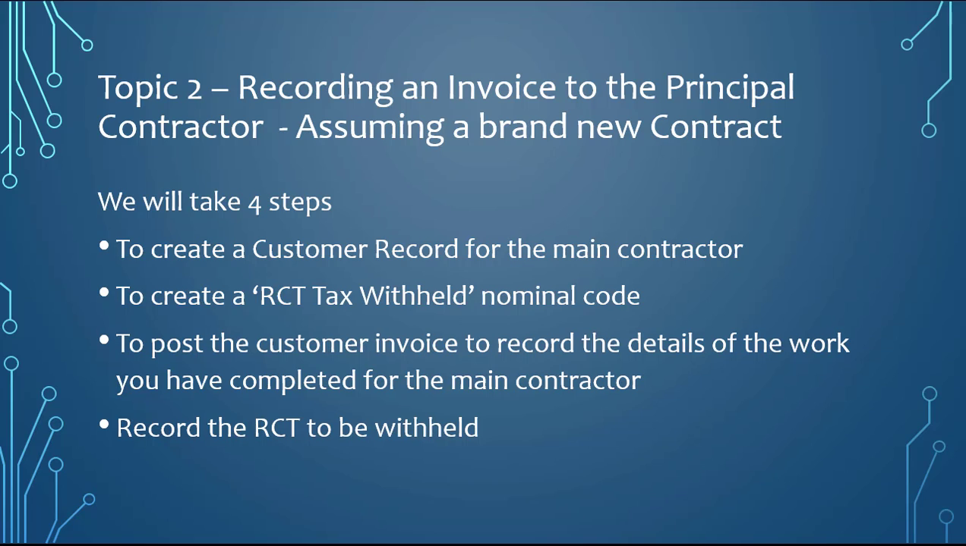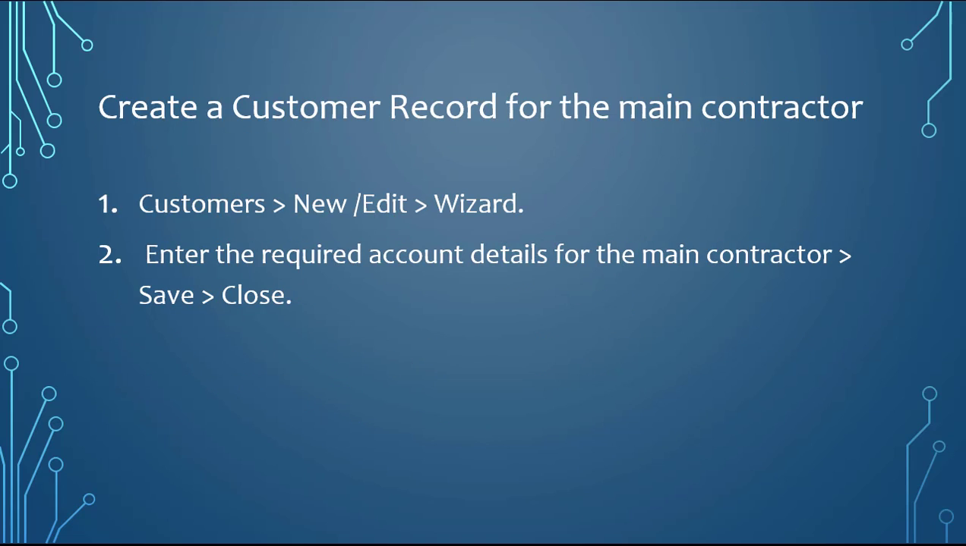Okay, so let's just have a look at that step by step. Creating the customer record, creating the RCT tax withheld nominal code, posting the customer invoice, and then recording the RCT to be withheld. So first and foremost, we're well able for this piece. We've done it a million times before. We're going to create a new customer for the main contractor. So in customers, you're going to click on new or edit and use the wizard to put in the details of whatever your main contractor is going to be. And in a little while, we're actually going to practice this through Sage. But for the moment, you're just going to enter the required details for that main contractor, save and close.